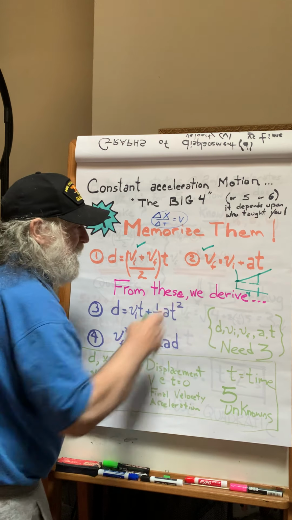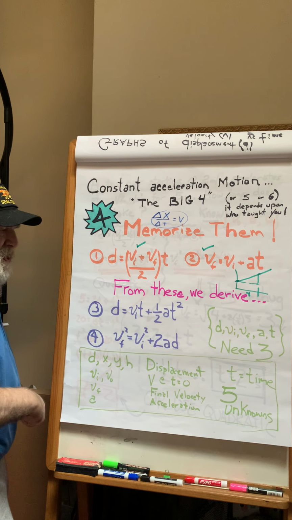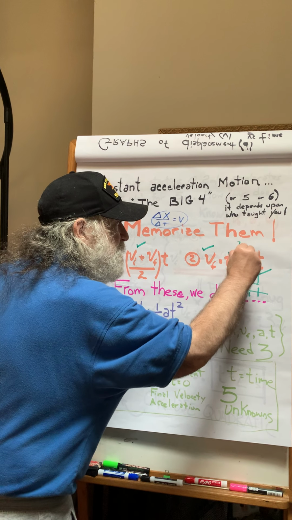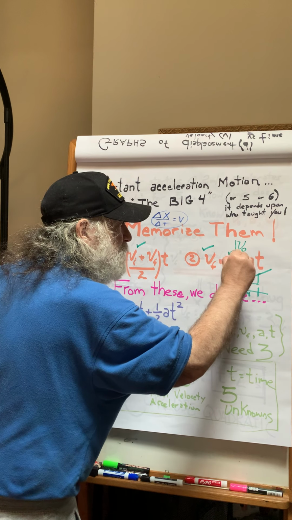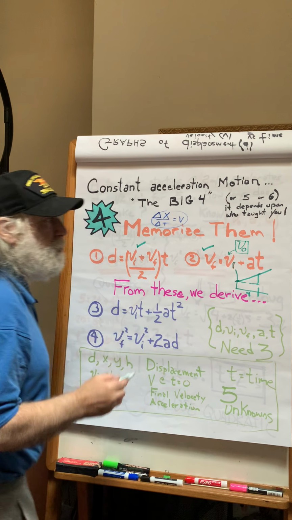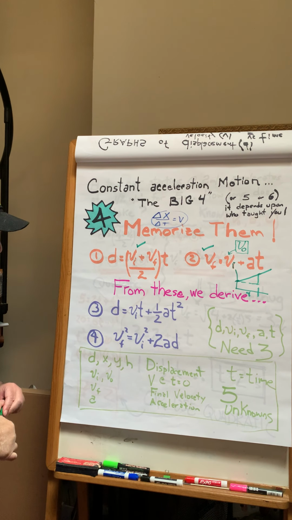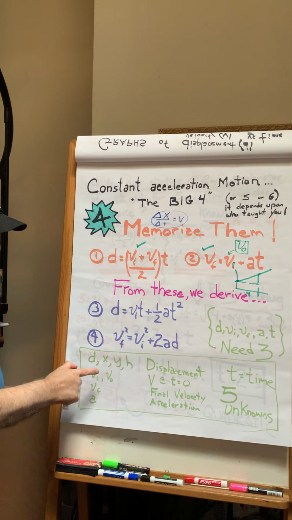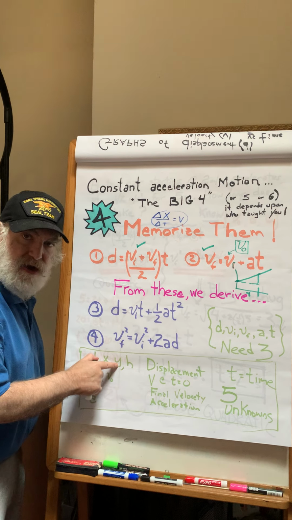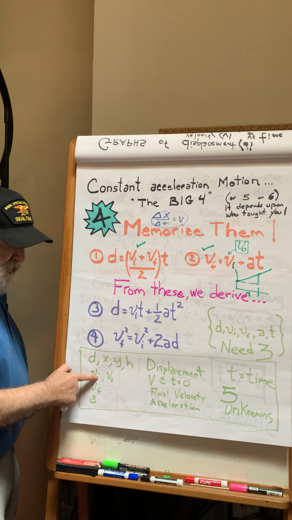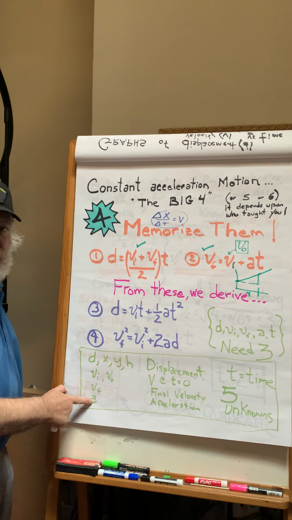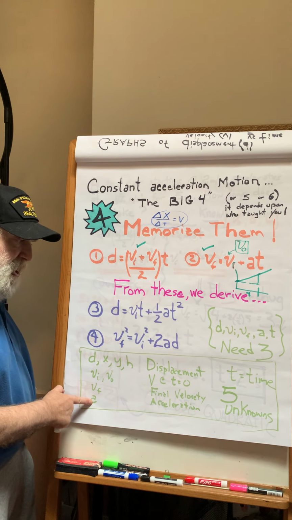I write I for the initial velocity. Sometimes I will write it as V sub zero. It's the velocity at time equals zero. You can use an I for initial, or a zero for time equals zero. But we have displacement. You might use D or X or Y or H. Velocity initial or velocity sub zero. VF is final, and acceleration, almost everybody uses A.